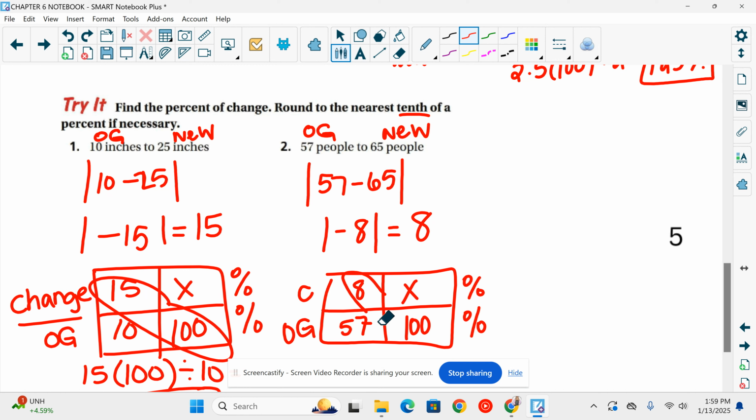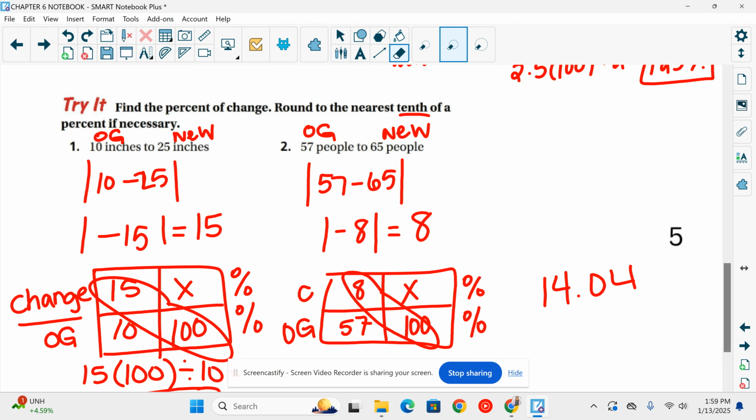So I cross multiplied. 8 times 100 gave me 800. Divided by 57. Gave me a really weird decimal, right? Like 14.0, was it 3? 3, 5, and then yada, yada, yada, right?